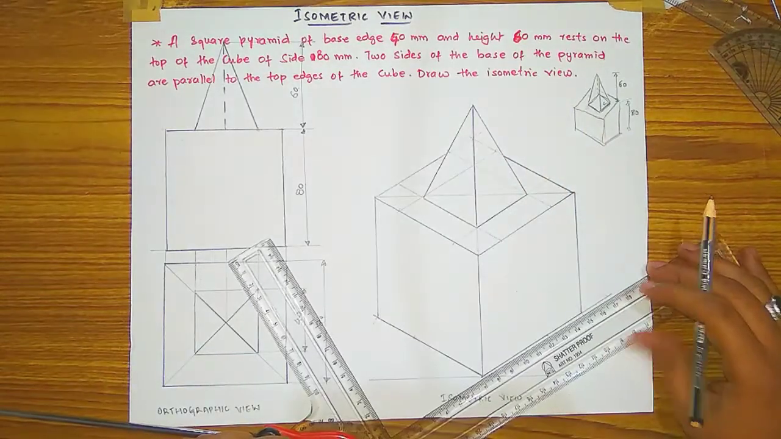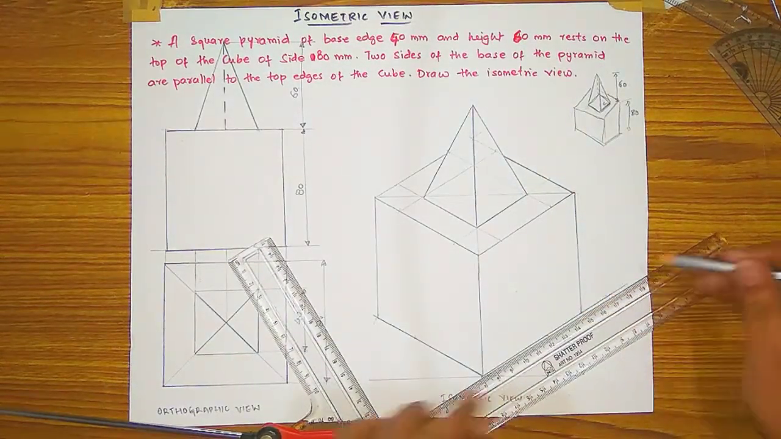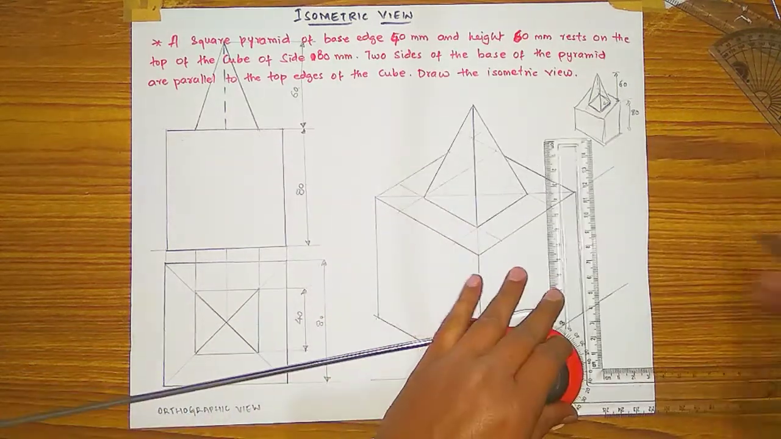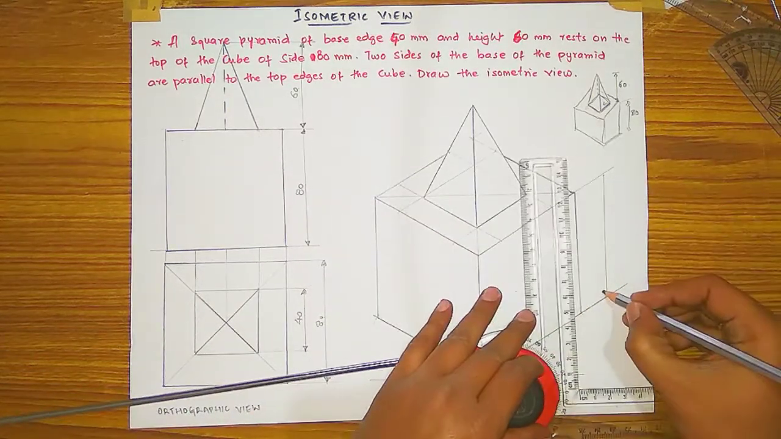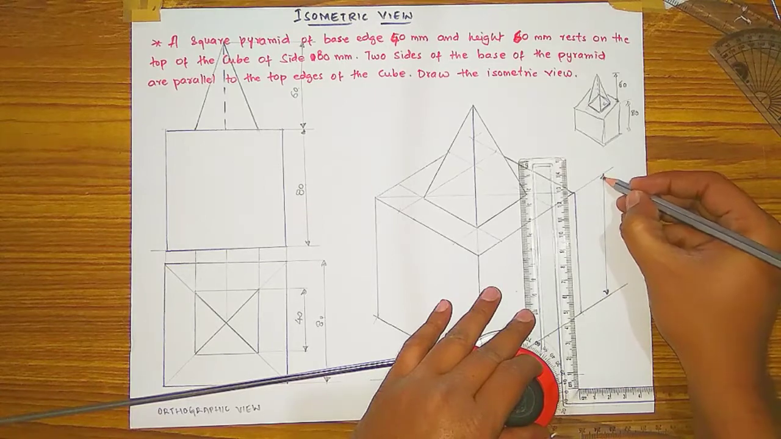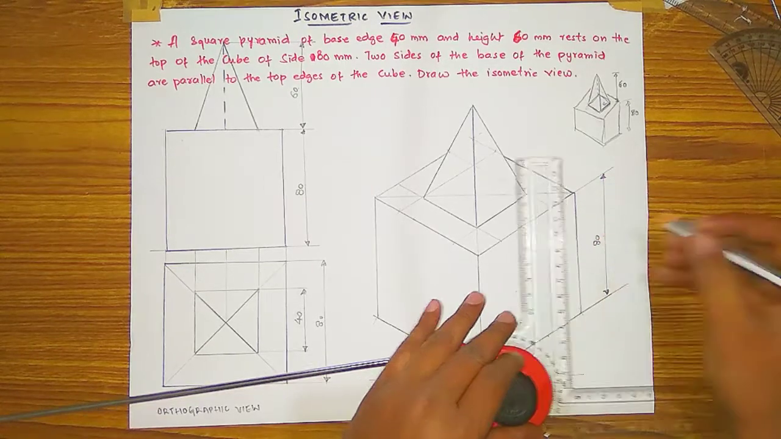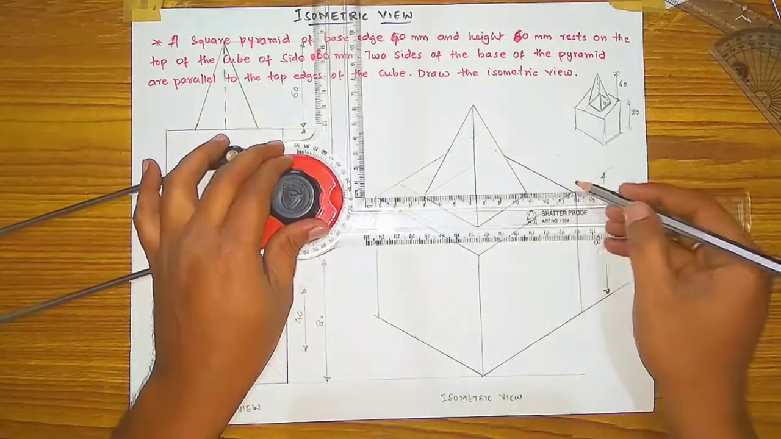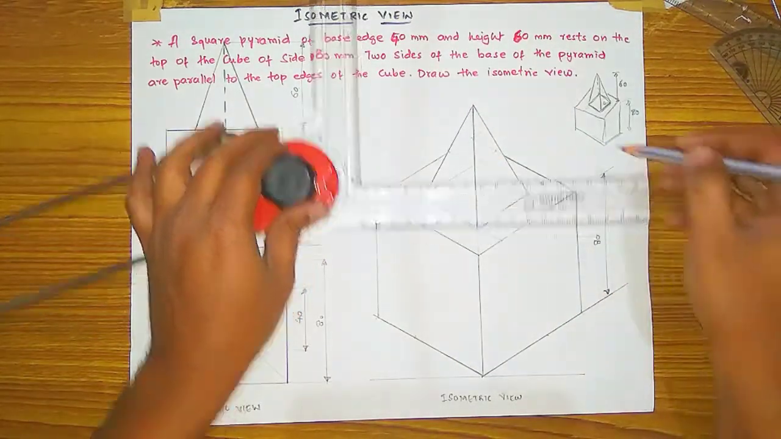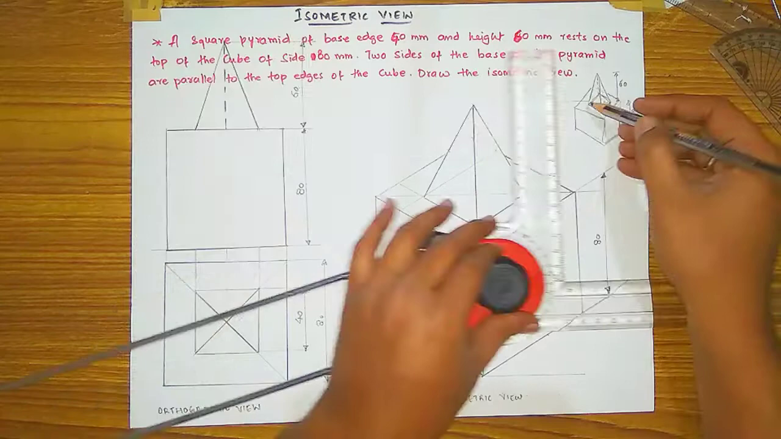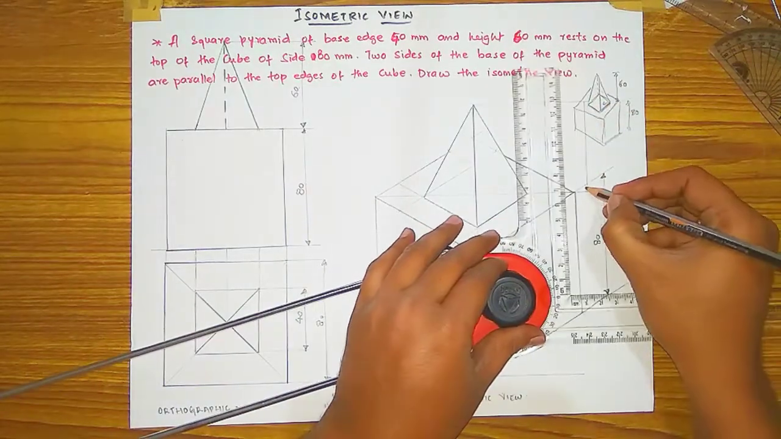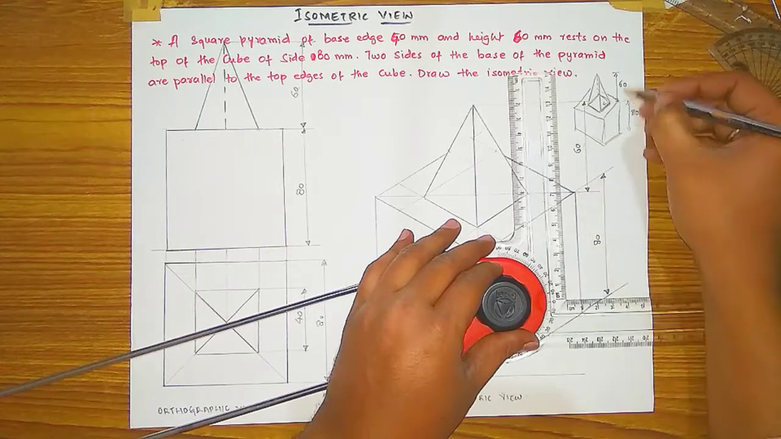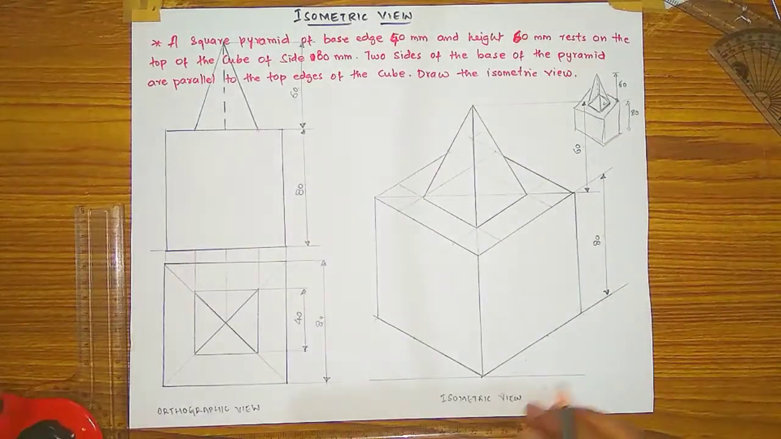Then show the height of the cube by taking extension lines like this, with dimensioning line and arrow mark, and its height is 80 mm. The pyramid axis height, from O to O, you have taken as 60 mm. So by taking extension lines like this, this will be the axis height of the pyramid, which is 60 mm. So this is the complete solution of this problem.